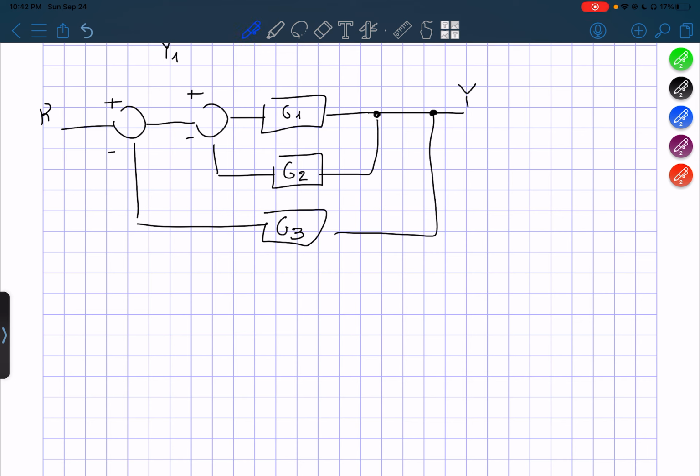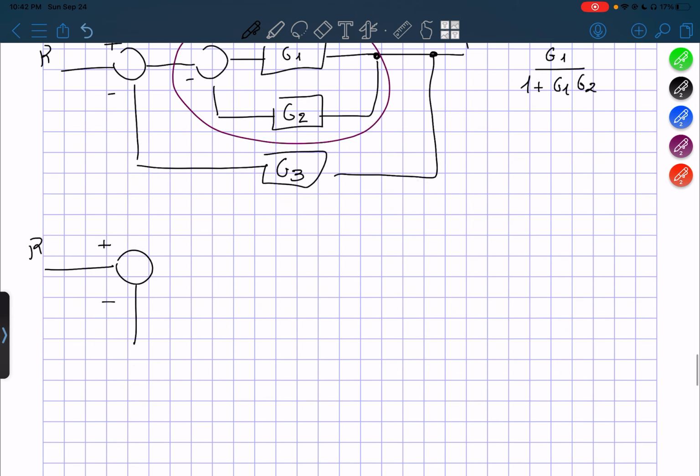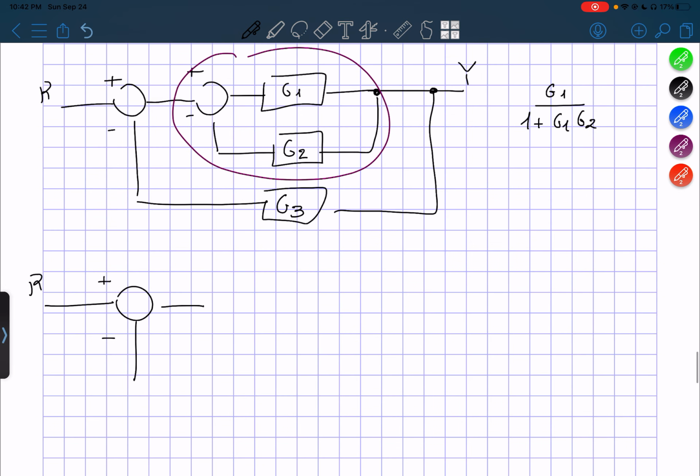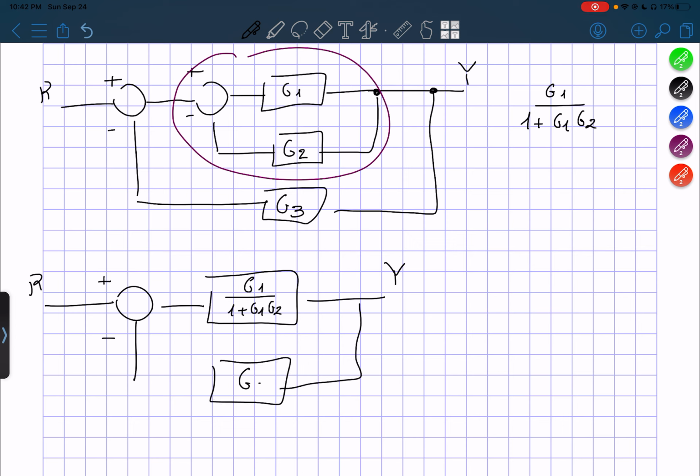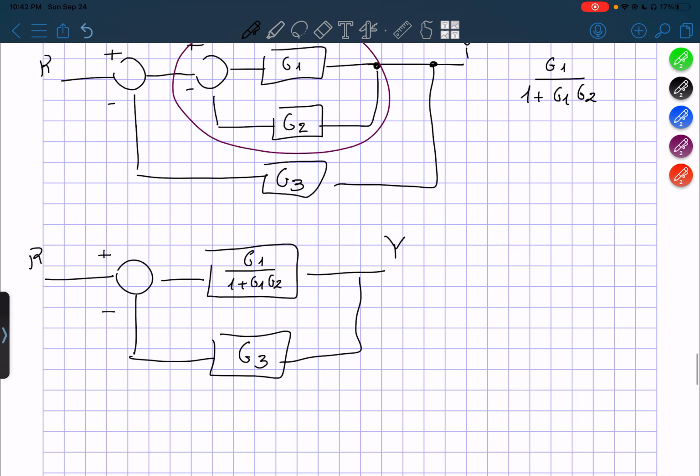Now the first thing we'll do is analyze the inner one. So we can say that we have a negative feedback loop. So we are going to have g1 over 1 plus g1 times g2. And so we can rewrite this as our r plus, then minus over here. And then we have one single block here, as you can see, which makes things easier. G1 over 1 plus G1, G2, then the Y, and then a G3 right here. And then we can do the same thing again.